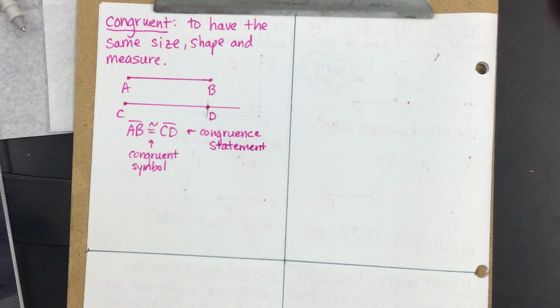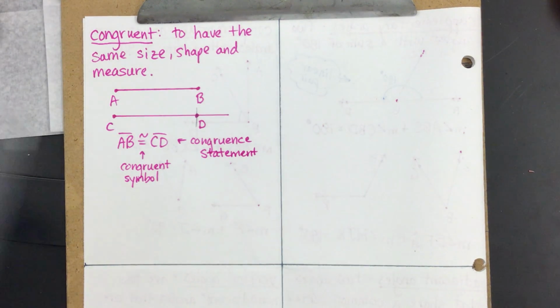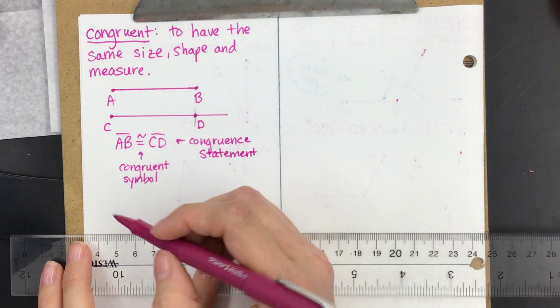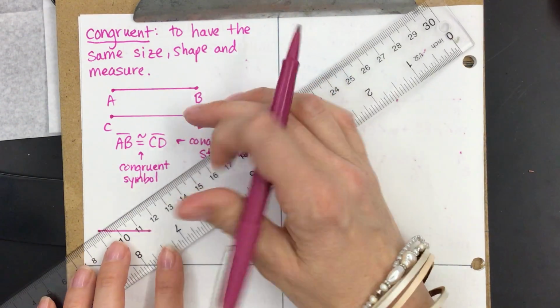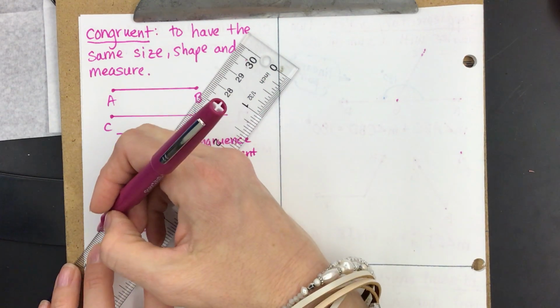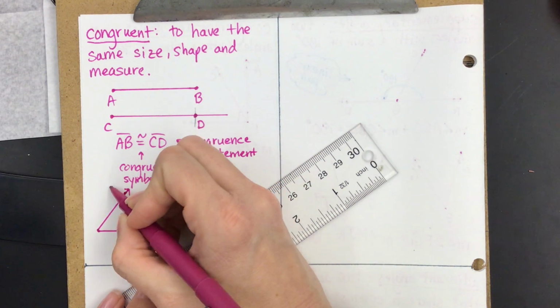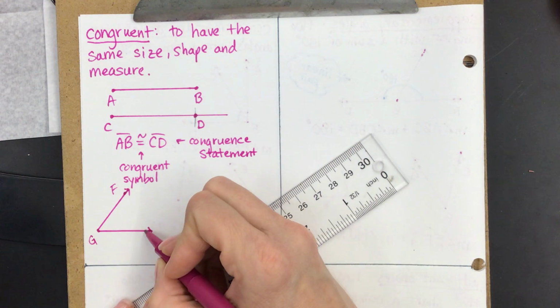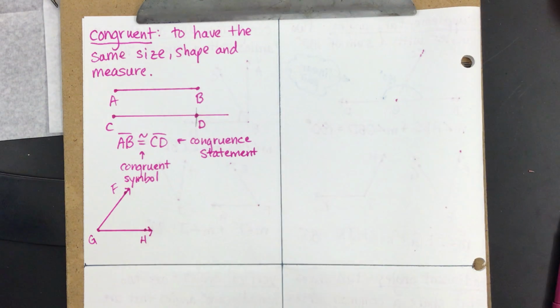Now, I'm going to show you one more thing. Obviously, I'm not asking you to do it, but I'm going to show you congruent angles, and I'm going to construct a congruent angle so you can see what that looks like. We're going to call this angle FGH. Okay, and so I'm going to construct an angle congruent to that.